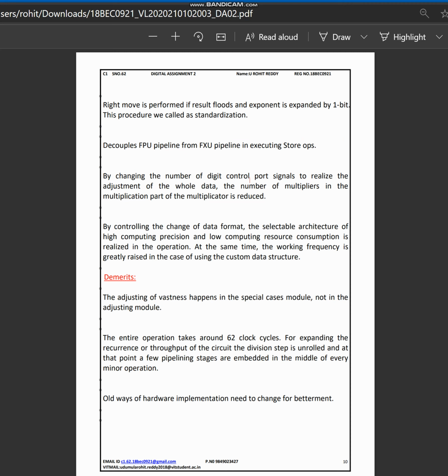So the demerits are the adjusting of vastness happens in special cases module, not in the adjusting module. The entire operation takes around 62 clock cycles. For expanding the reoccurrence of throughput of the circuit, the division step is unrolled, and at that point a few pipelining stages are embedded in the middle of every minor operation.